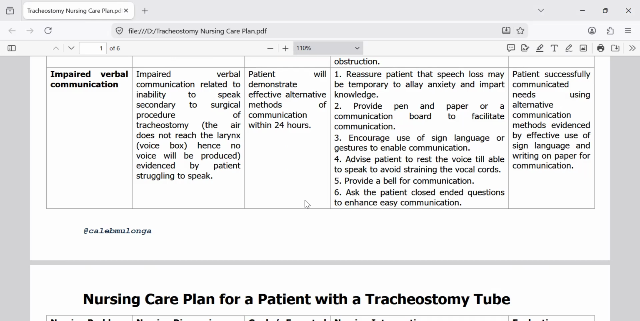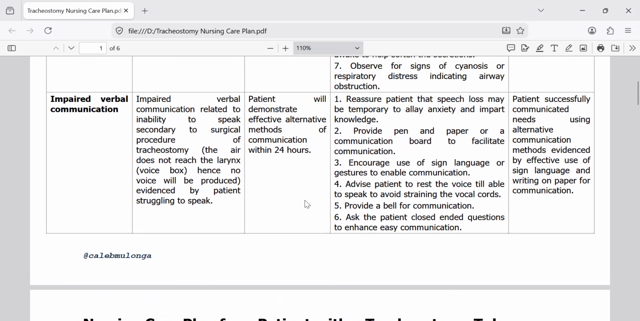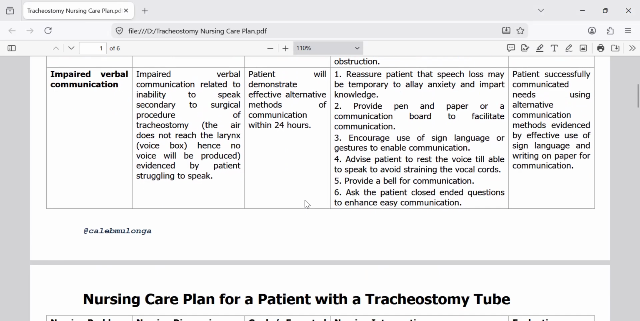Evaluation: impaired verbal communication. So on evaluation, we're saying the patient successfully communicated their needs using alternative communication methods, evidenced by effective use of sign language and writing on a piece of paper for communication.